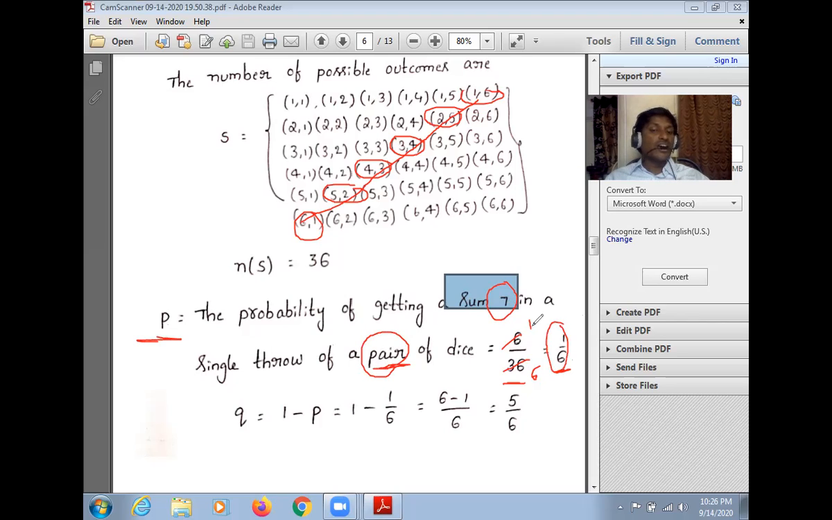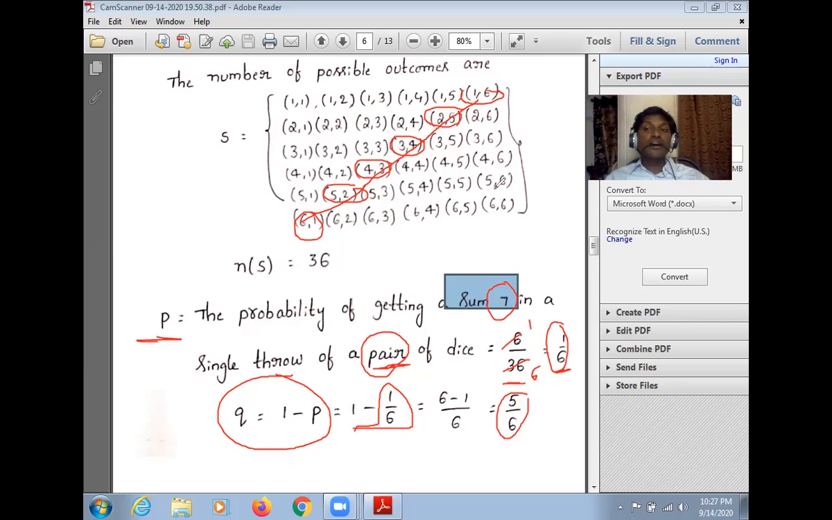If you know the value of P or Q, we can get the other. By using the relation P plus Q is equal to 1, simply Q is equal to 1 minus P. So 1 minus P is 1 minus 1 by 6, substituting in place of P. By taking LCM, what did we get here? 5 by 6. That is the value of Q.